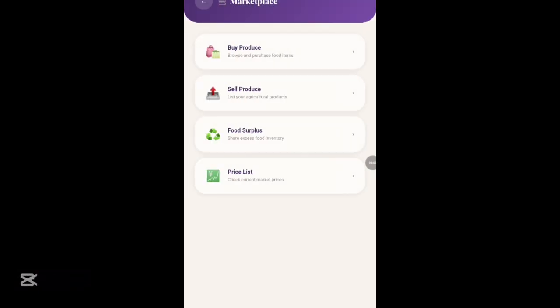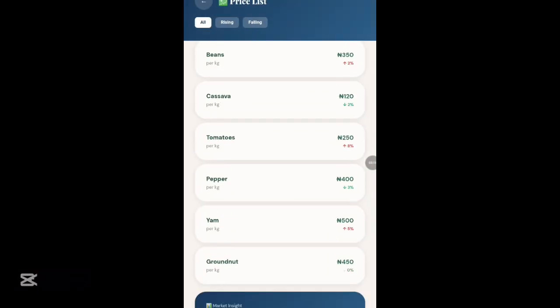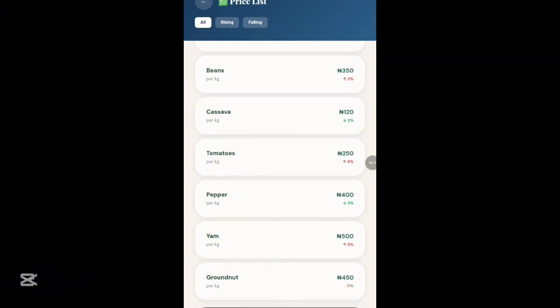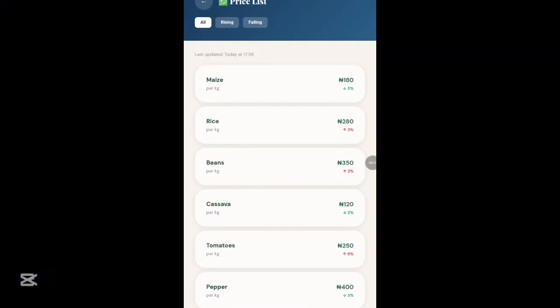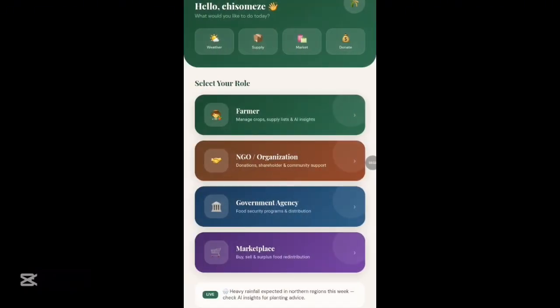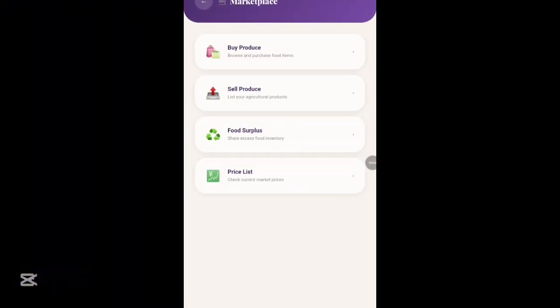Then we'll go back to the price list. This is where I check the price list for all the goods in the market to know what price I'm going to list my products as. So that's basically it.